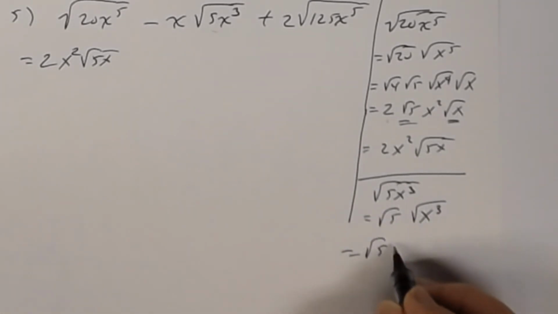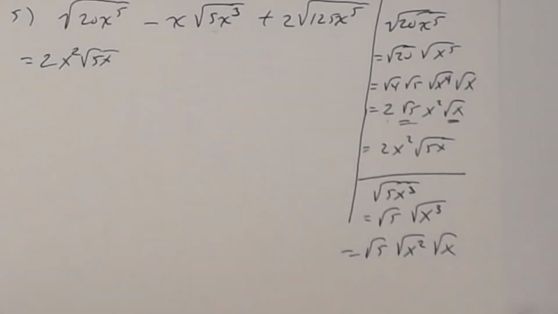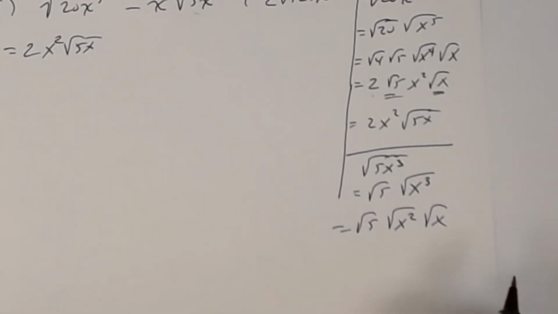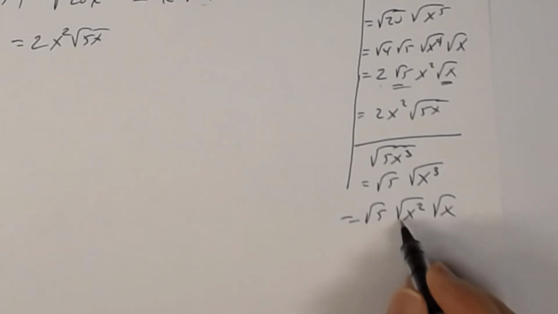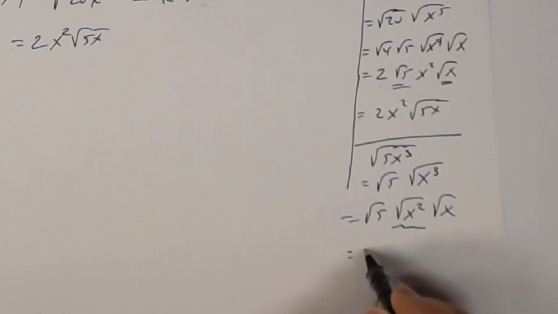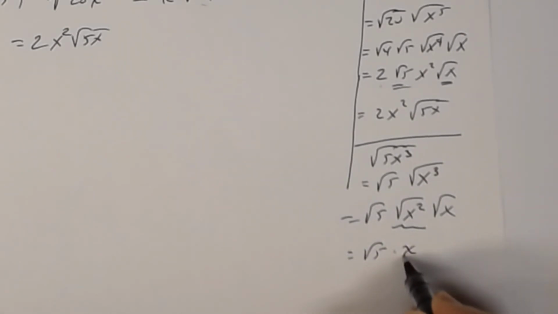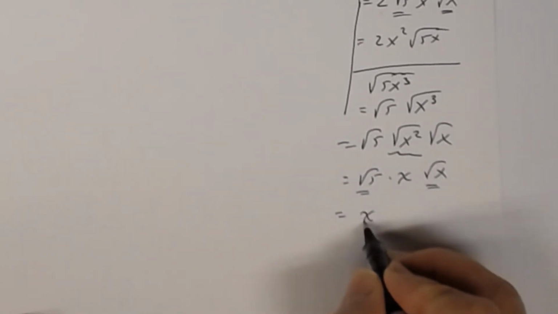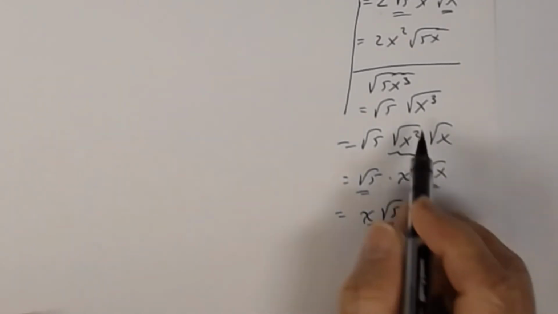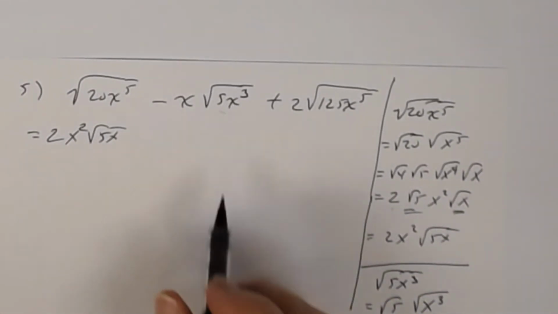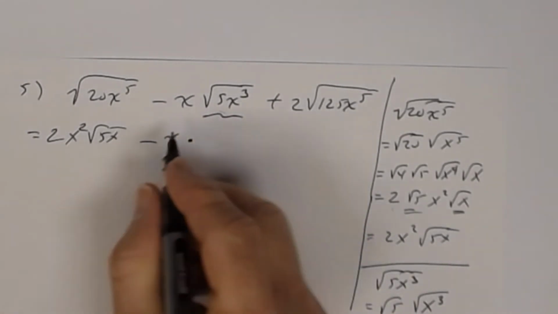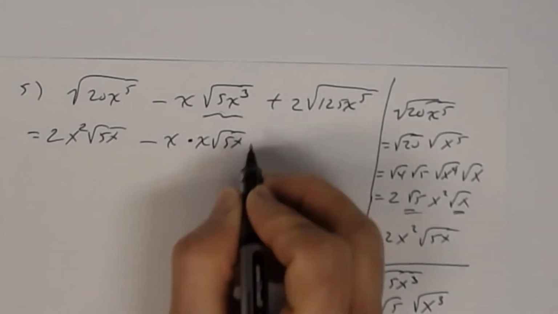So I get the square root of 5 times the square root of x squared times the square root of x. 2 plus 1 is 3. When you multiply like bases, you add exponents. And so the only one of these I can simplify is this. So this becomes the square root of 5 times x, because x times x squared, times the square root of x. And I'm going to write this as one radical. So I get x square root of 5x. So that part, which is this, becomes this. So that becomes minus x times, now remember this right here we just found. We found it to be x square root of 5x. Okay?